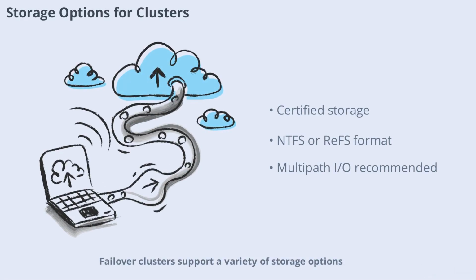Failover clusters support a variety of storage options, including Storage Spaces Direct, SAN, and SMB3 file shares. Storage must be certified for your Windows Server version and configured for high availability. Use basic disks formatted with NTFS or ReFS and avoid dynamic disks. For clusters with a disk witness, you can use either NTFS or ReFS. Storage should be isolated to each cluster, and multipath I/O or network adapter teaming is recommended for redundancy. Proper storage configuration ensures data integrity and supports seamless failover of workloads.